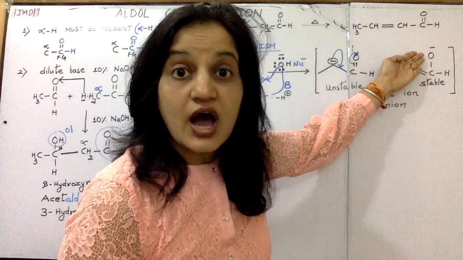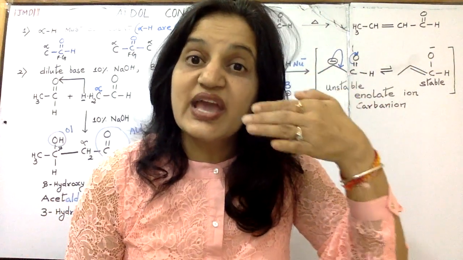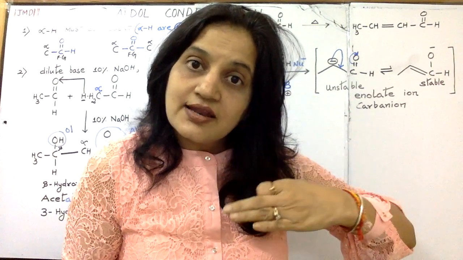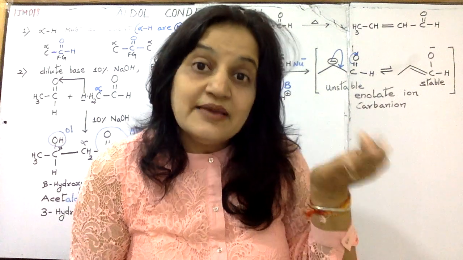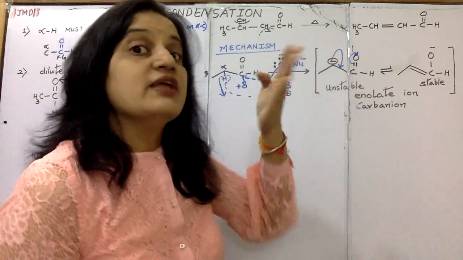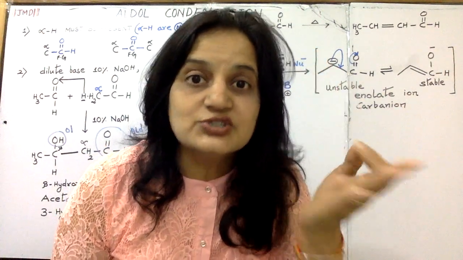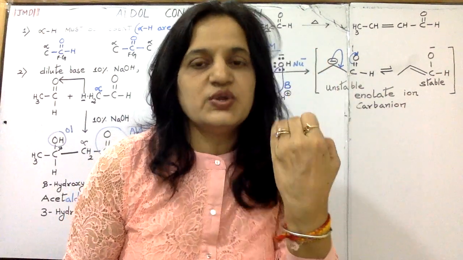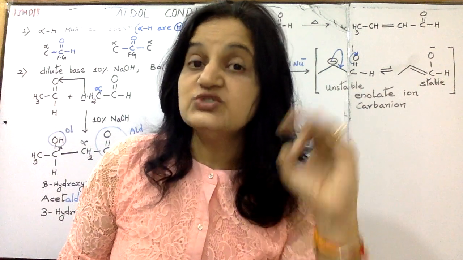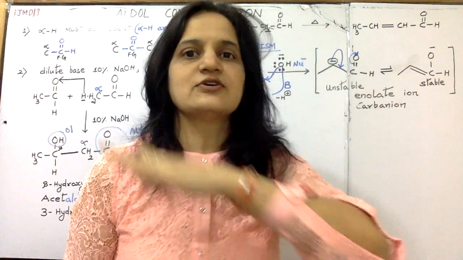Obviously, a negative charge on the oxygen is more stable because oxygen is an electronegative atom, and an electronegative atom will retain the electron pair on it easily. Whereas if you see here, the negative charge is on carbon, and we all know carbon is electropositive in nature, so carbon will not retain the negative charge properly. So the negative charge will be unstable on carbon, but stable on oxygen.